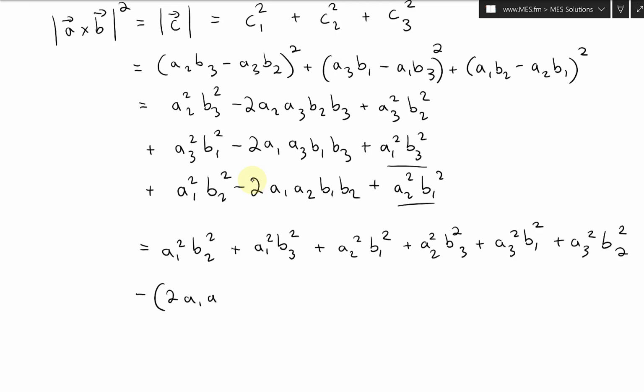Whoops. This line, this line, this line. So we'll get this one first: A1, A2, B1, B2. And then the next one's going to be plus this one right here, A1, A3, B1, B3. And then the next one is this one right here. And then just get rid of all these. This is going to be plus 2, A2, A3, B2, B3.